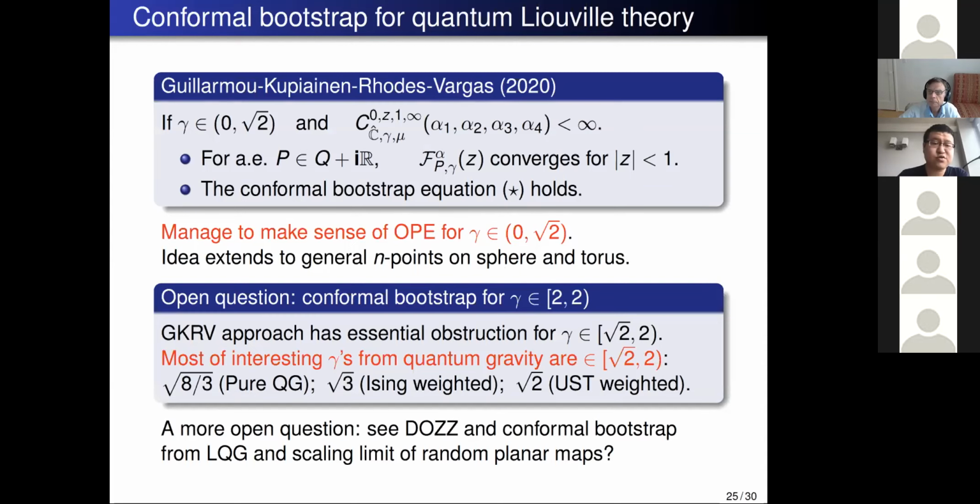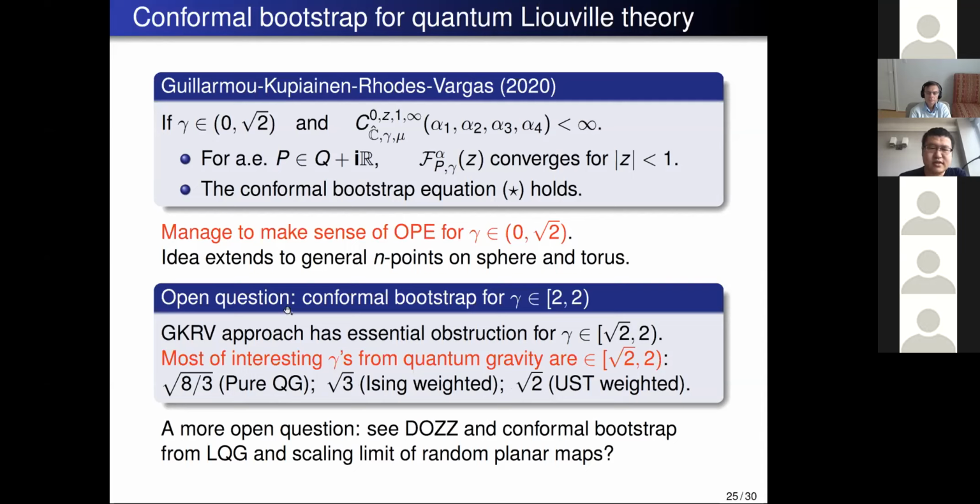A very natural question is to prove the conformal bootstrap for the case gamma between square root of 2 and 2. I want to say that this GKRV approach is very robust to extend to n-point functions on torus and sphere, but it has a very crucial obstruction for this range. On the other hand, most of the interesting values of gamma from the quantum gravity point of view belong to this range. In my talk, I have mentioned square root of 8/3 for pure gravity, the Ising model corresponding to square root of 3, and the uniform spanning tree corresponding to square root of 2. All these values actually belong to this range.